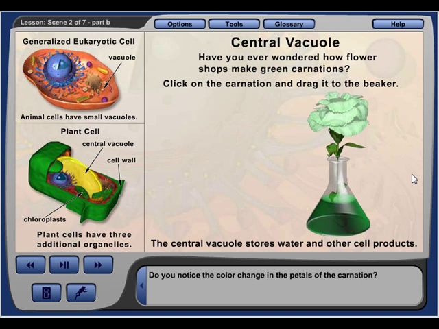Do you notice the color change in the petals of the carnation? This is the result of the green water being stored in the central vacuoles and therefore changing the color of the cells in the petals.